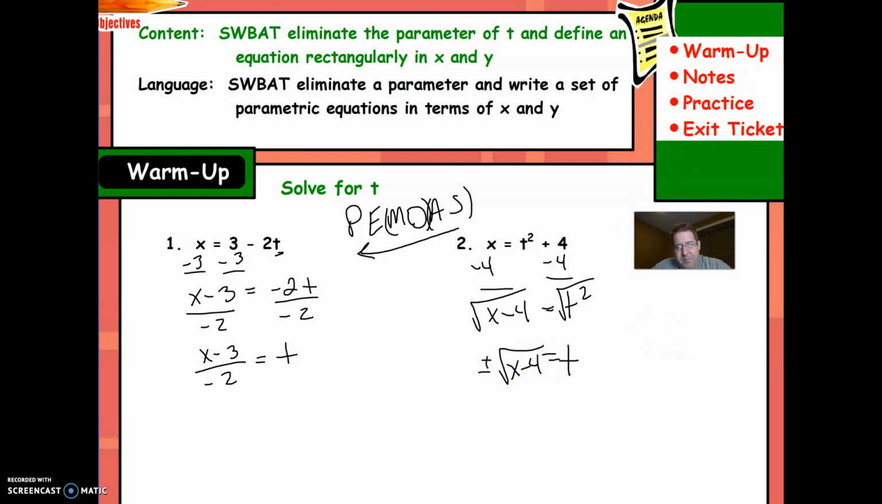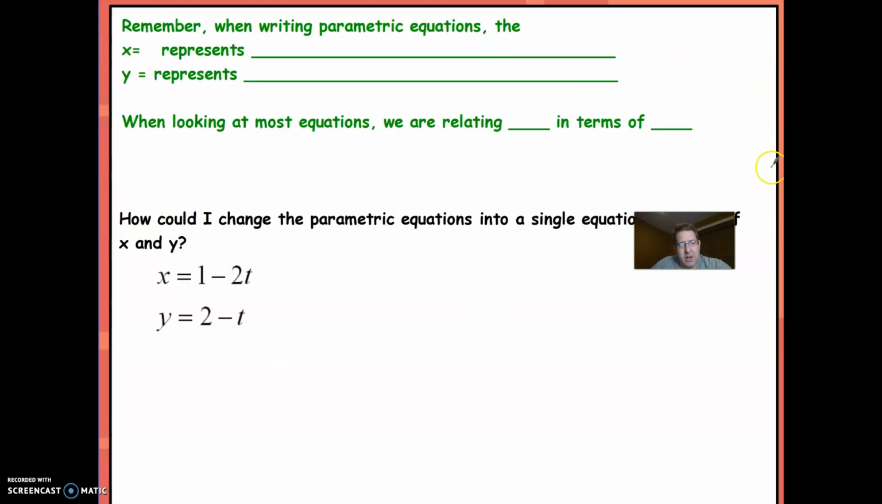All right, so parametric equations, as we've talked about before, x represents the horizontal distance, and y represents the vertical distance. So in projectile motion, x is how far the object goes, and y would be how high the object is at that particular time. And of course, we relate everything to t, which was time.